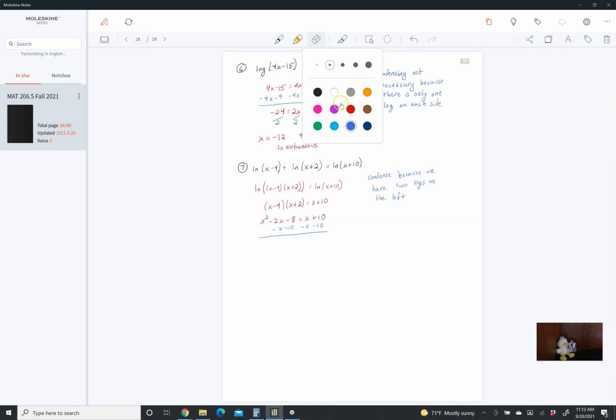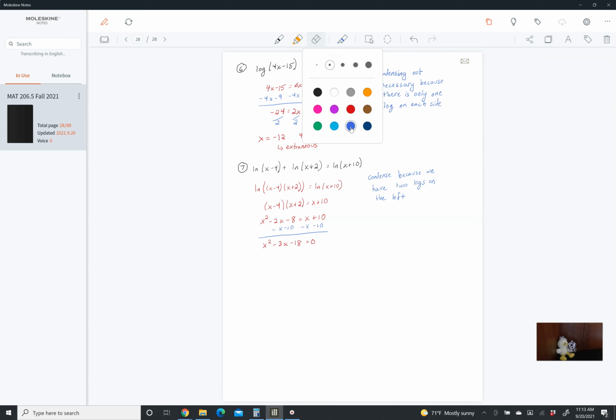That gives us x squared minus 3x minus 18 is equal to 0. And this is factorable. Again, you can use completing the square. You can use the quadratic formula. It depends on how good you are with your numbers. So if you're good with your numbers, then it's easy to factor. If you're not, then the quadratic formula might be much easier for you.